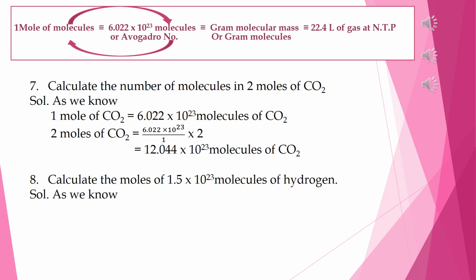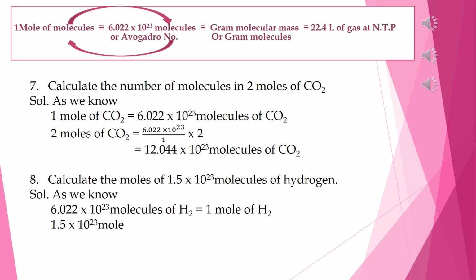As we know, Avogadro number of molecules of hydrogen is equal to 1 mole of hydrogen. So 1.5 × 10^23 molecules of hydrogen is equal to how many moles? 1 divided by Avogadro number, multiplied by 1.5 × 10^23. That comes out to be 0.25 moles of hydrogen.